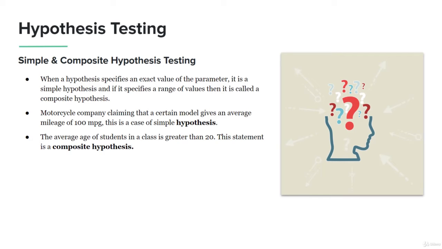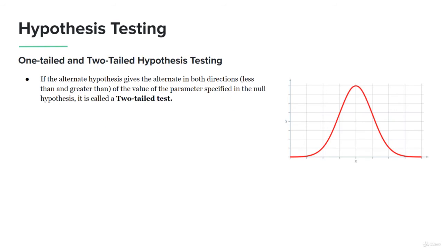Another example here is the average age of the students in a class being greater than 20. So this statement is a composite hypothesis, right? So that's going to be the difference as far as simple and composite hypothesis testing. We're looking at two different variables there, and really these two examples should give you the basic understanding.